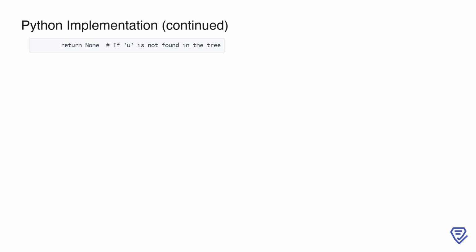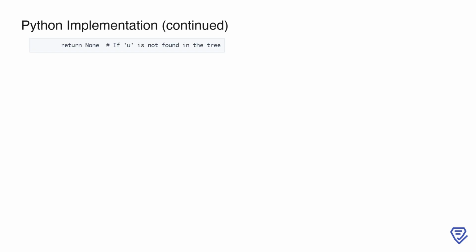Finally, if the while loop completes without finding the target node U, we return None. This means either the node U is not present in the tree or it has no right neighbor. The method ensures that all edge cases are handled, including empty trees, single-node trees, and scenarios where U is the last node on its level.